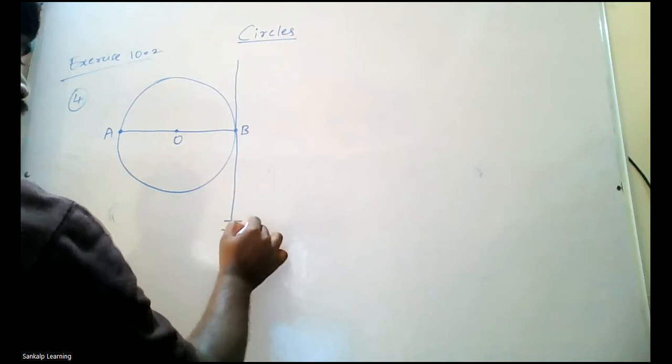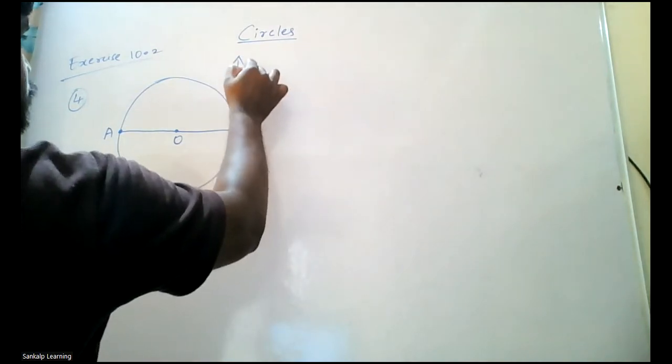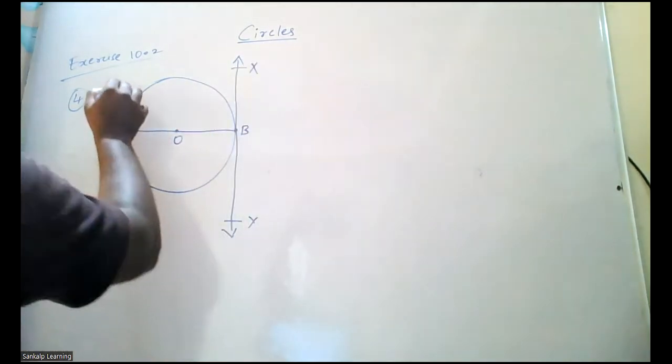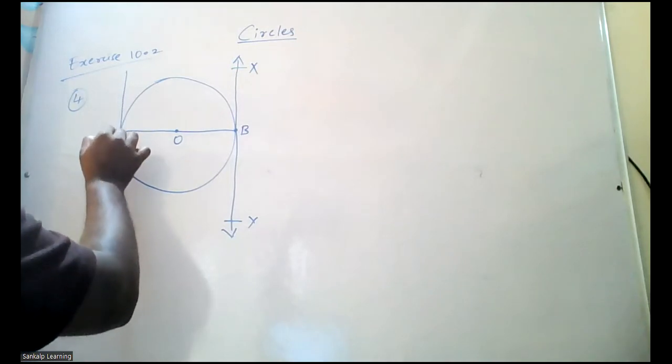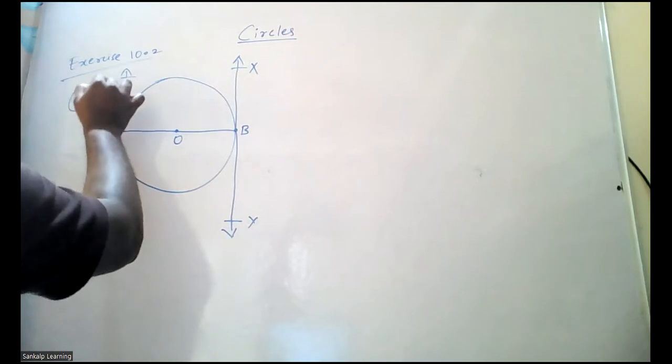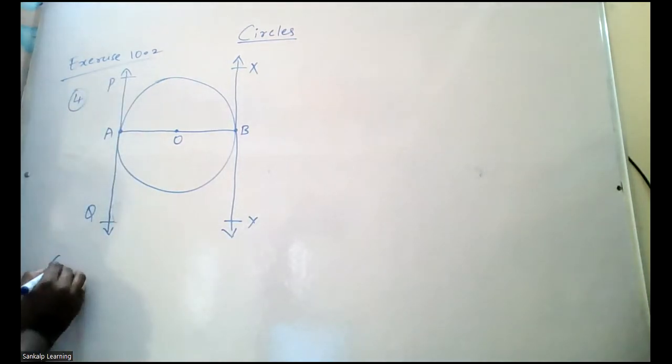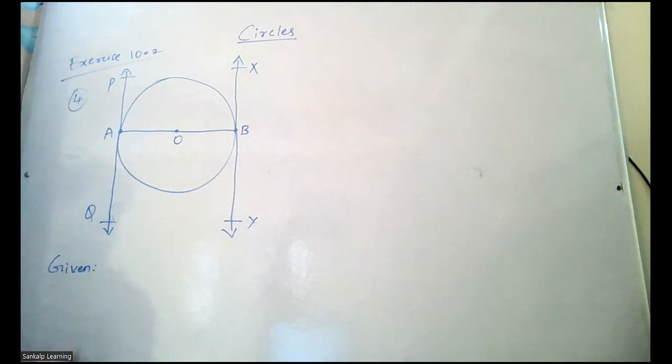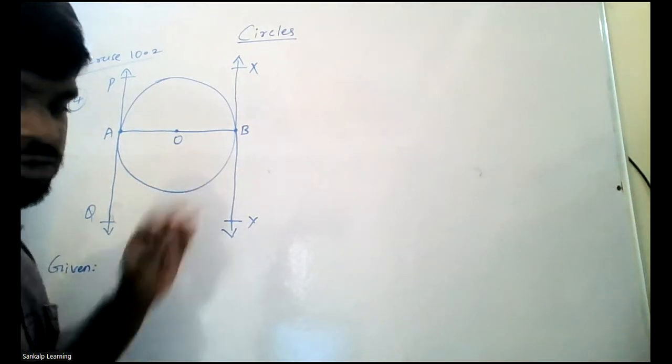And let's name it as XY. So XY is a tangent. The other one is, let's take PQ as the other tangent. PQ is another tangent. Okay. So what is given basically, they have given us diameter and the tangent to a circle, right?